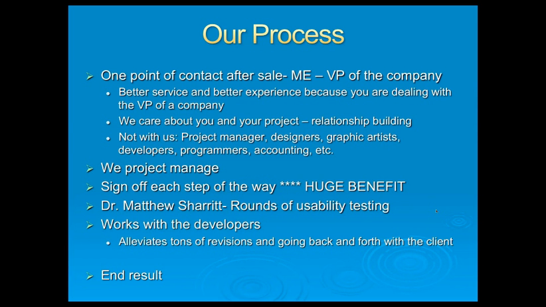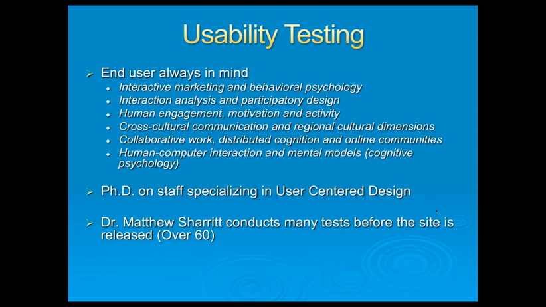And we work with the developers, which alleviates tons of revisions and going back and forth with the client. You get a great end result. Now, when it comes to our usability testing portion, our end users, we always keep in mind: who's going to be using your website? So these 6 bullet points here are all things that we look at when it comes to your website. We look at marketing, branding, psychology, human computer interaction, cultural differences, motivation. All these different things are encompassed within our testing.